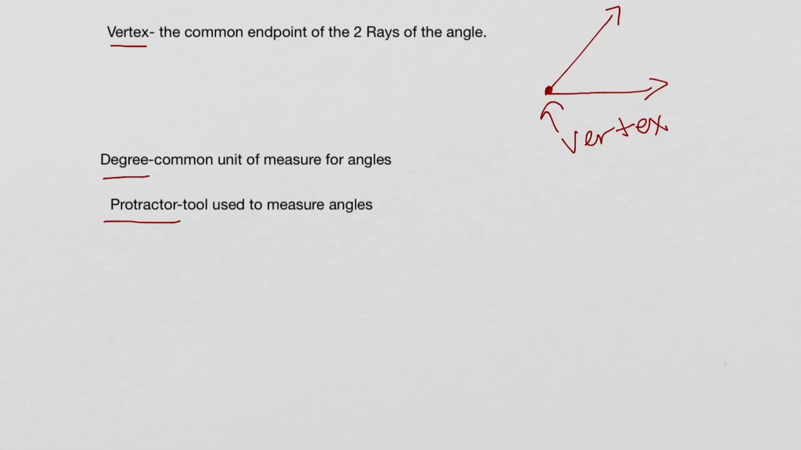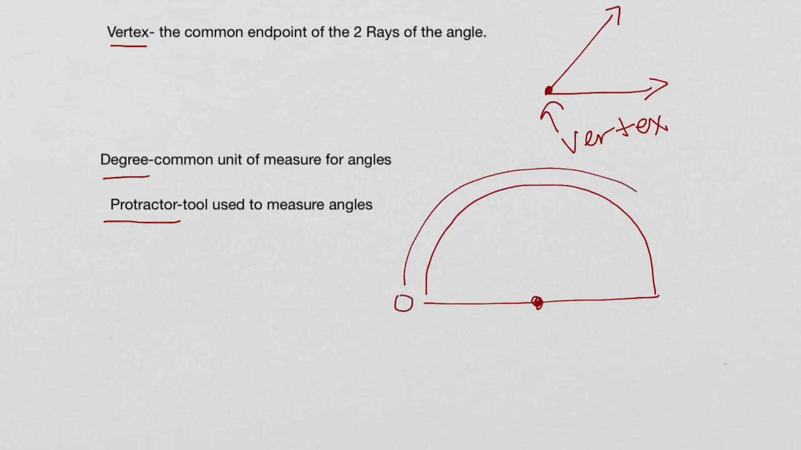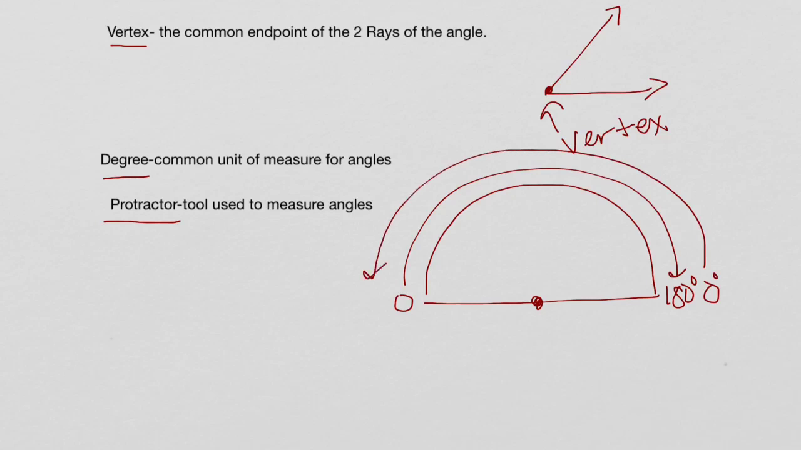Now, a protractor is a tool that's used to measure angles, and we're going to use this tomorrow in class. It basically looks like this, and it's got measures from 0 all the way to 180 degrees. It's got actually two scales. One's on the inside and one's on the outside, so one will go from 0 to 180 on the inside, and then one will go from 180 to 0 on the outside, or vice versa, depending on the protractor. We will learn more about that tomorrow.